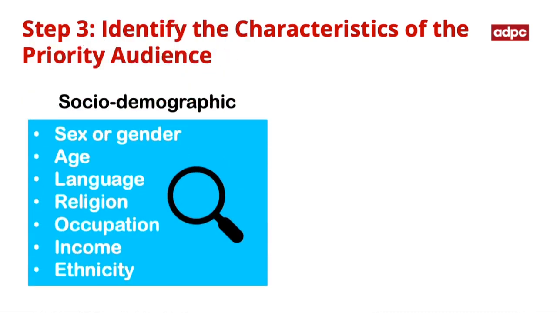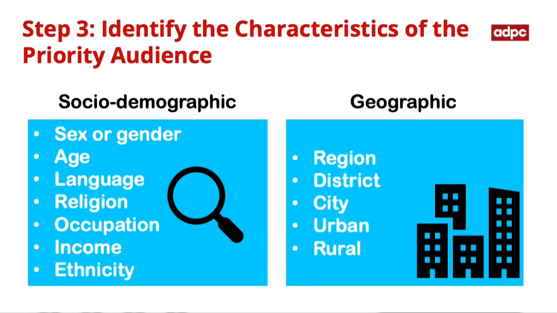The socio-demographic characteristics of your priority audience include their sex or gender, age, language, religion, occupation, income, ethnicity, etc. On the other hand, the geographic characteristics of your target audience are their region, district, city, and whether or not they live in urban or rural settings.